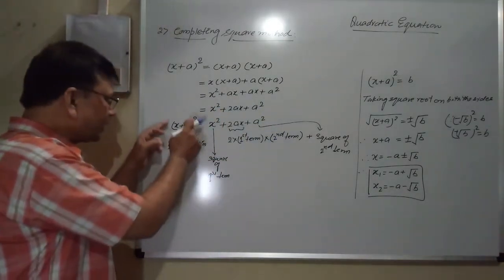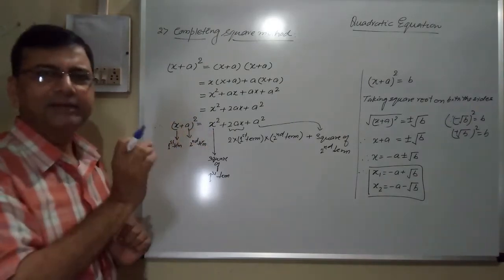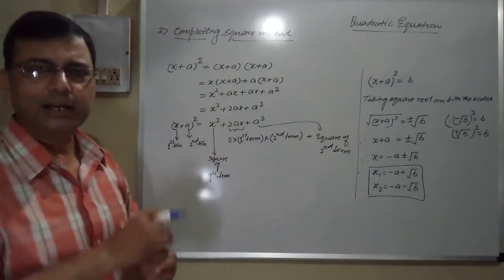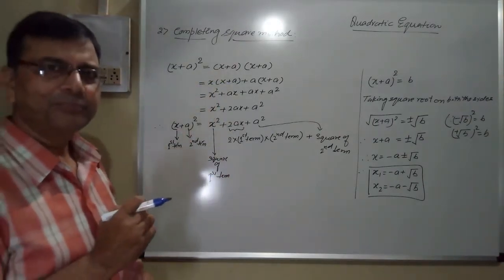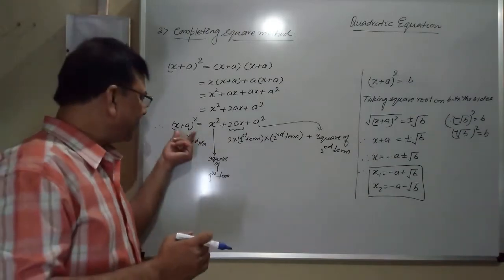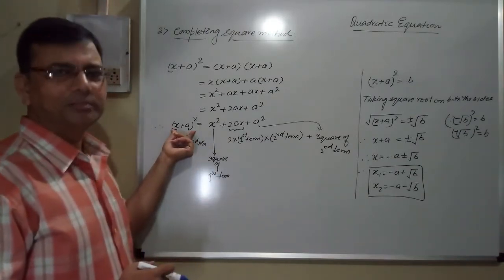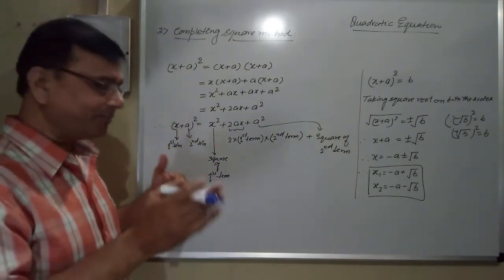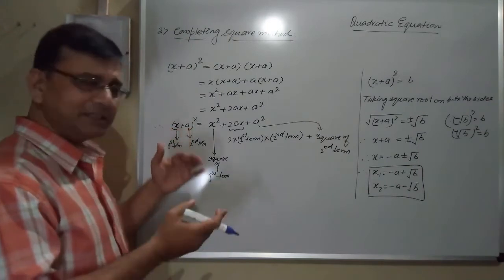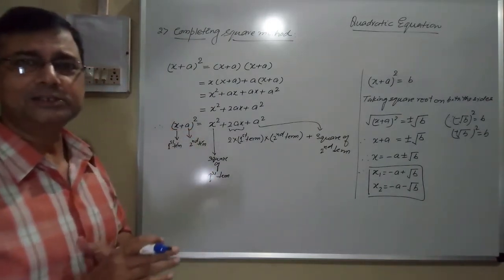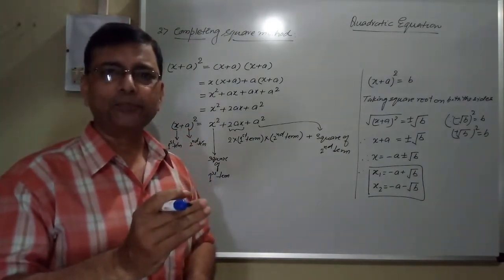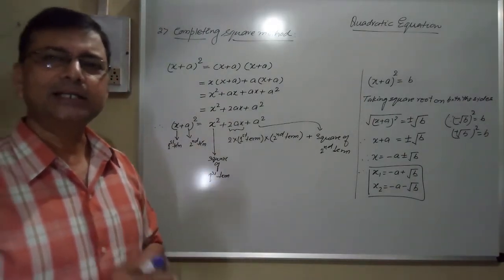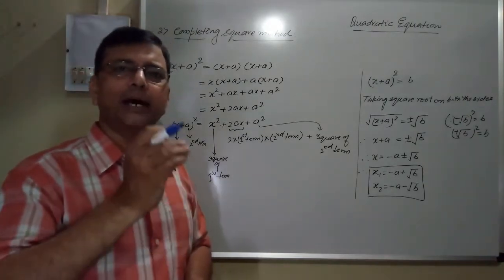And this is called a perfect square. Perfect square of what? x plus a complete square. That is called completing the square. Completing the square means making the expression in this form, that is, transforming the given expression into this form. And this method will be used to solve the quadratic equation. That is why it is called the completing square method.